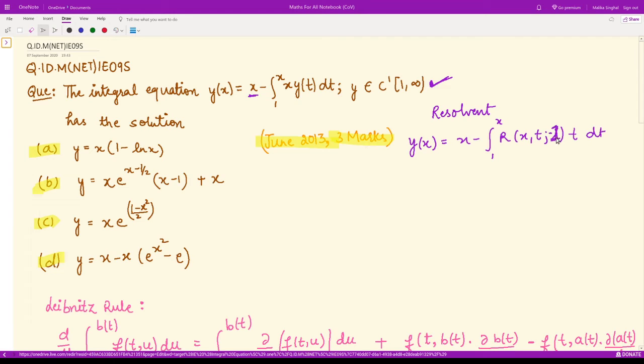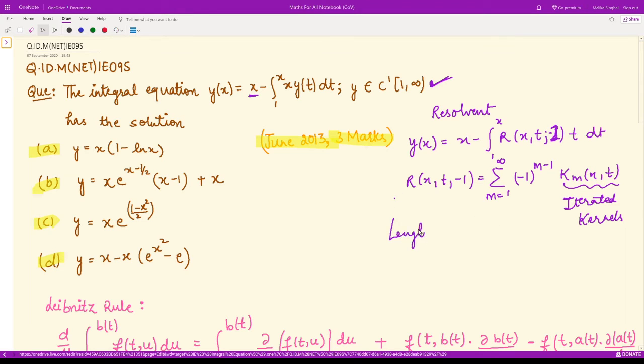So this would be the solution, where this R(x, t; -1) could be calculated as the sum of iterative kernels. So summation m varies from 1 to infinity, lambda, which is -1 in our case, raised to power m minus 1, K_m(x, t), where these K_m are known as the iterative kernels. This is one approach to do that. This is the mth iterative kernel, but this way is lengthy.